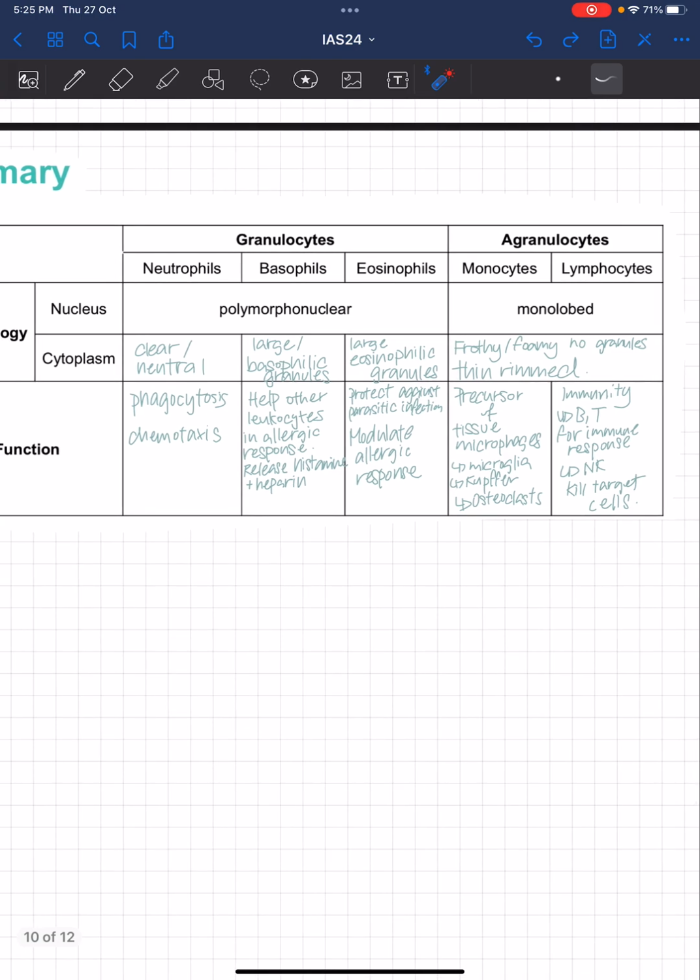The agranulocytes, no granules, are the monocytes and the lymphocytes. The monocytes and the lymphocytes are monolobed. The monocytes have a frothy or foamy kind of cytoplasm with zero to little granules. The lymphocyte has a thin-rimmed cytoplasm with a huge nucleus. So monocytes are precursor cells for tissue macrophages, microglia in nervous tissue, Kupffer cells in liver, and osteoclasts in bone. The lymphocytes help mediate immune response, the B and T lymphocytes, whereas the killer cells kill target cells.